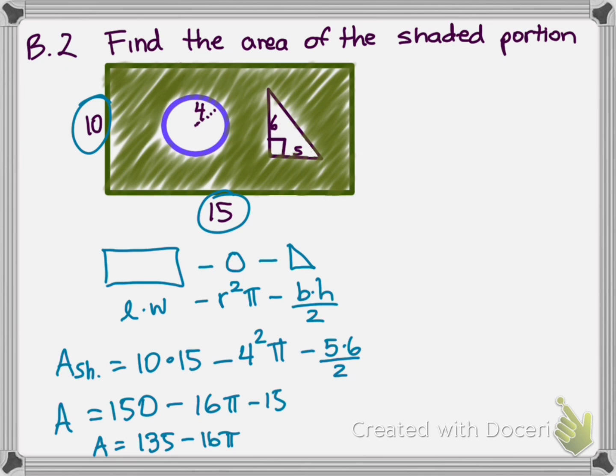And again, since it's area, let's say we were going to put centimeters. They don't give us the units, but let's say centimeters squared. And again, I'm just going to stay with the exact answer. We don't need to multiply times pi. That is the exact answer, and that's how we're going to give it.